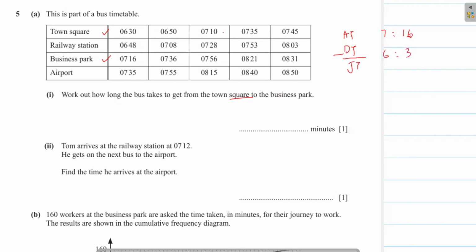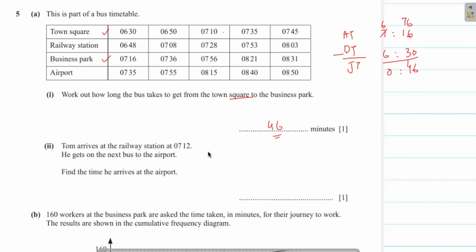We take the difference and 30 cannot be subtracted from 16. Therefore, we borrow 1 hour from 7. Therefore, its value becomes 6. And this will be equal to 1 hour plus 16 minutes. It becomes 76 minutes. We will take the difference. 76 minus 30 is 46. And 6 minus 6 is 0. Therefore, 46 minutes it takes to reach the business park. Therefore, we write 46 minutes is the answer.